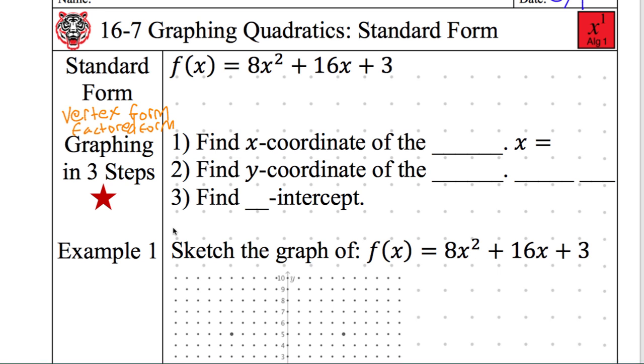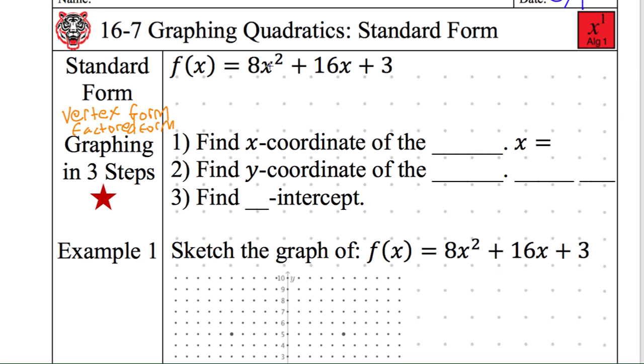All right. So this is what factored form looks like. There's always something that's really nice about each form. For factored form, it was really nice because you could find the x-intercepts. For vertex form, it was really nice because you could find the vertex. Standard form is also nice for another reason. Standard form is nice because you can find the y-intercept.